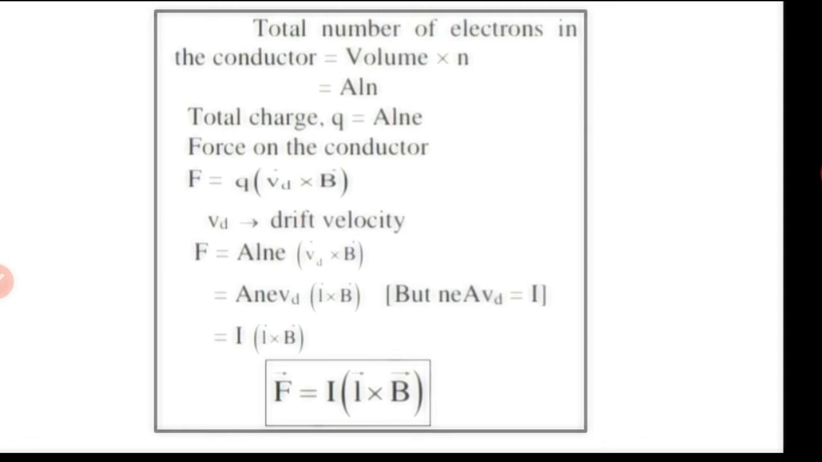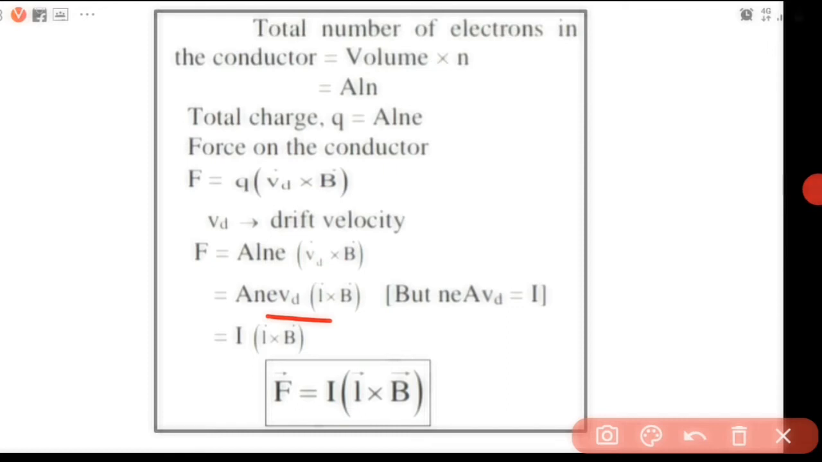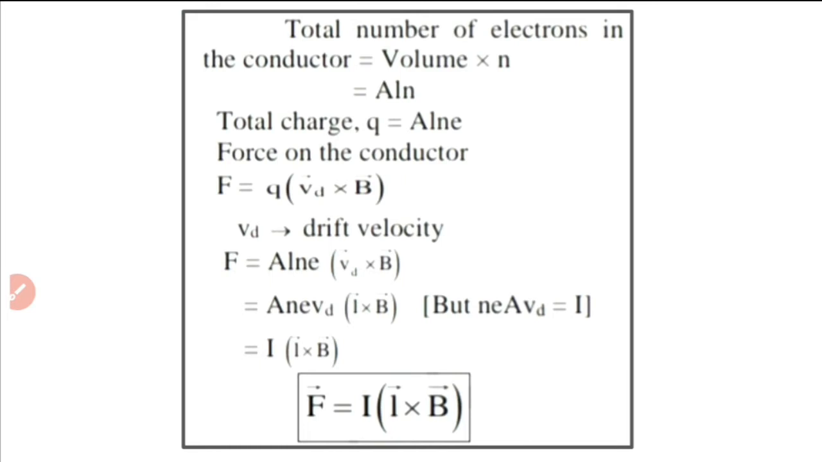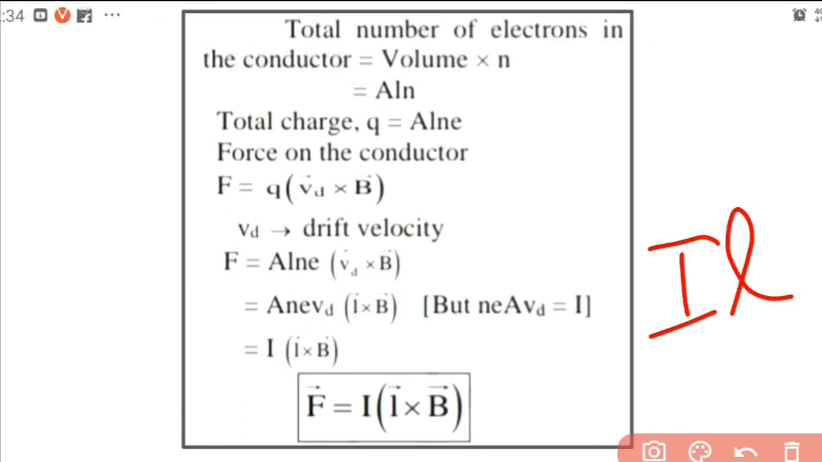Now, in the next step, we rearrange that equation, taking Vd out of the bracket and L into the bracket. When we take L into the bracket, that L has to be made a vector. In the next step, NeAVd is substituted as I. So we have I into L cross B. Here, what is this L vector? Actually, IL is together taken as a vector, and it is called the current element.